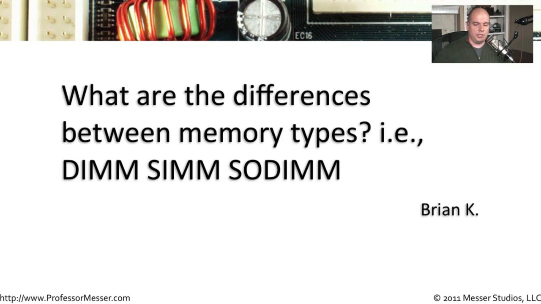Let's go to the next question. What are the differences between memory types? We have a memory type of a DIM and a SIM and a SODIMM. What are all these things? And what are the differences between those? So I've got a number of memory questions that came in this month, and we're going to go through a couple of them, starting with this one. So let's look at memory and how we look at different memory types.